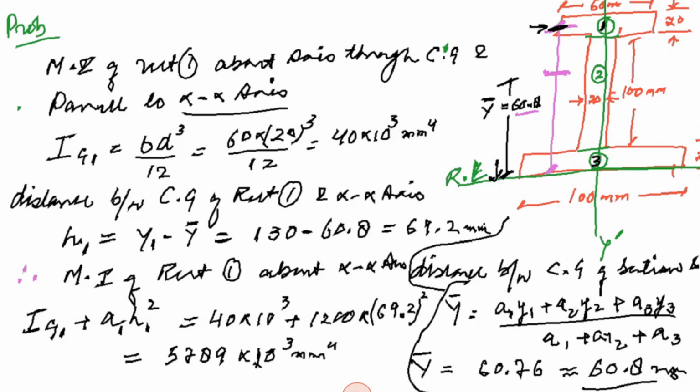Similarly, now you have to calculate the moment of inertia of rectangle 2 about an axis passing through the center of gravity and parallel to the x-axis, about the x-axis.